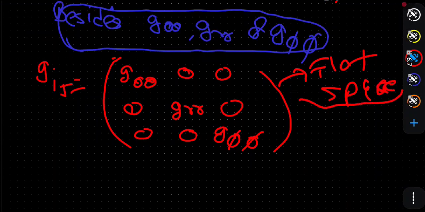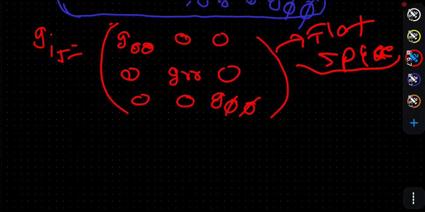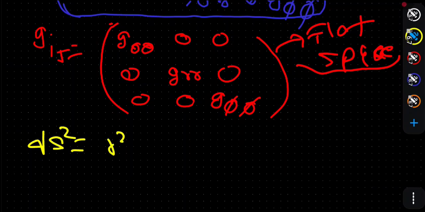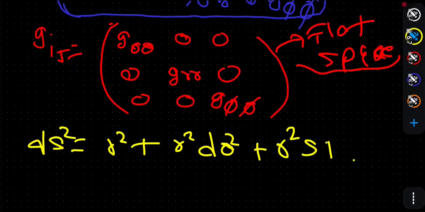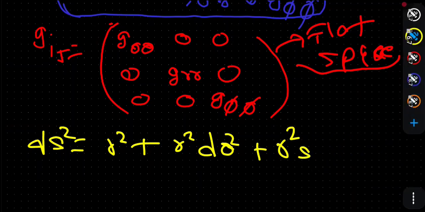Then you will say, why have I written this? I am trying to connect two things. Which two things? I have derived that ds square is equal to dr square plus r square d theta square plus r square sine square theta d phi square. Let me write it clearly: r square sine square theta d phi square.